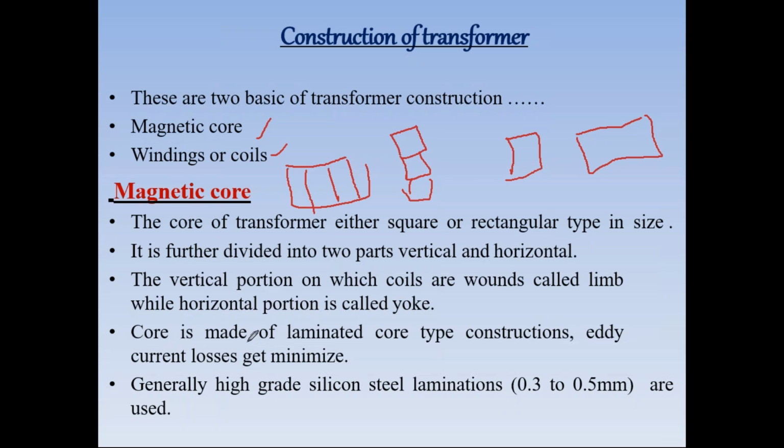Now the core is made of laminated construction to reduce the eddy current losses. This is the main purpose of using laminated construction for the core: to reduce eddy current losses. Generally high grade silicon steel lamination is used, with a thickness of 0.3 to 0.5 mm. For large sizes we use silicon steel, and for small scale we can use cast iron. The thickness of one plate is 0.3 mm to 0.5 mm. So this is the scaling we use in the core construction of a transformer.